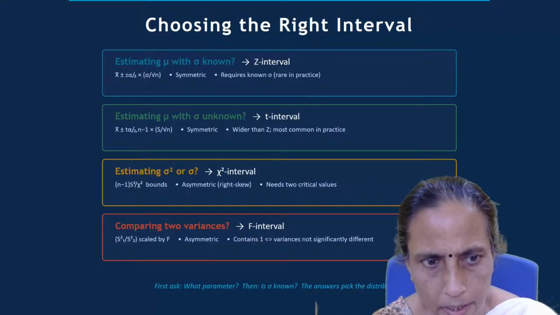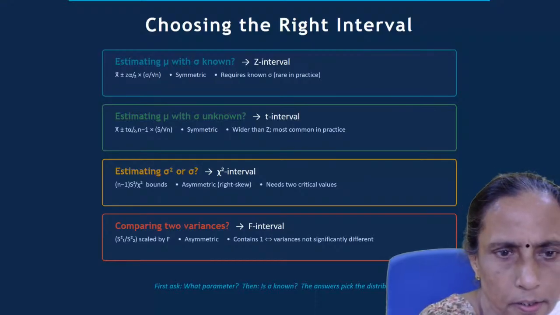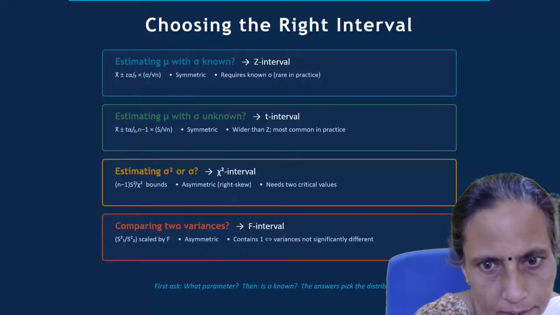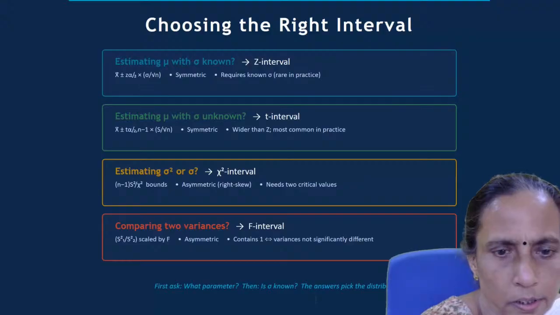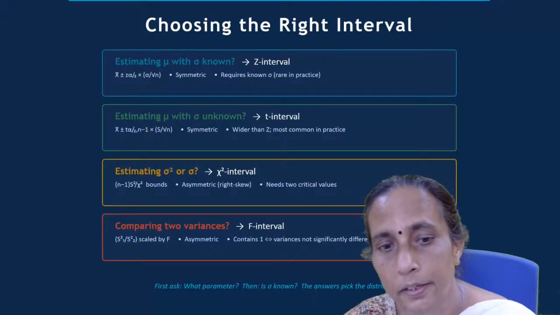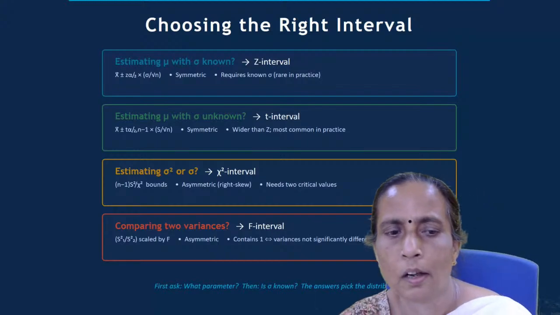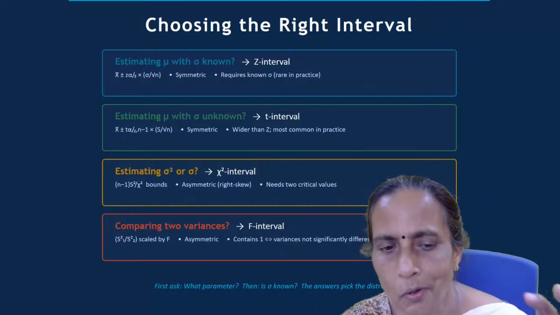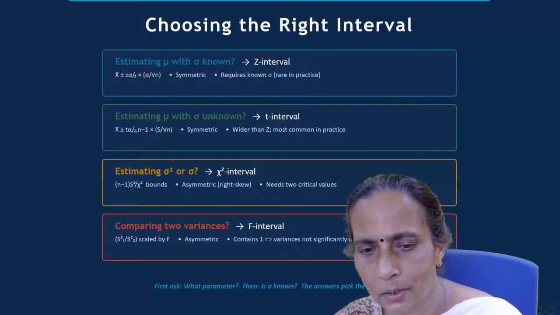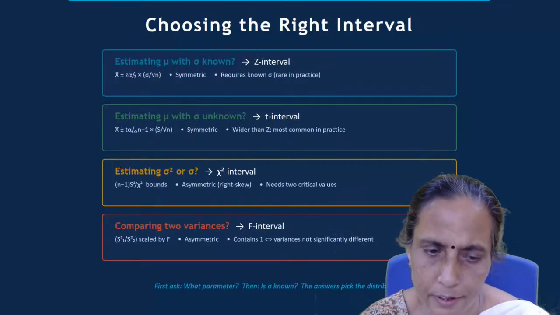It is rare in practice, whereas in case of t intervals, this is the thing where your distribution is symmetric, wider than z, most common in practice. And estimating sigma square or sigma, your chi-square interval, this is the value. And comparing two variances, your F will be the statistic. In that case, it is asymmetric, contains 1, which is implied by variances not significantly different.